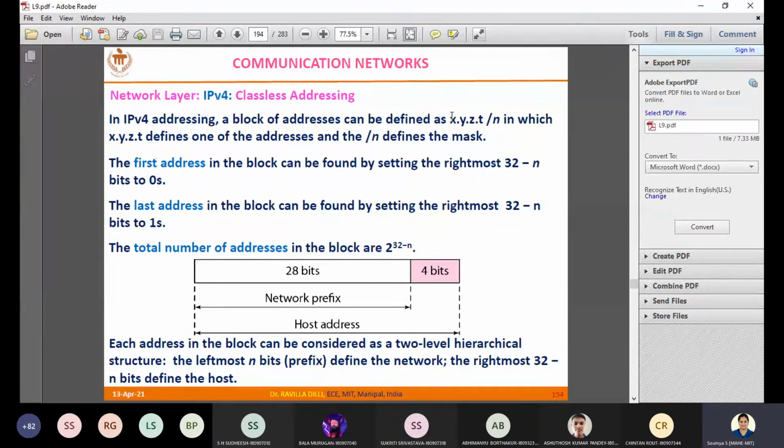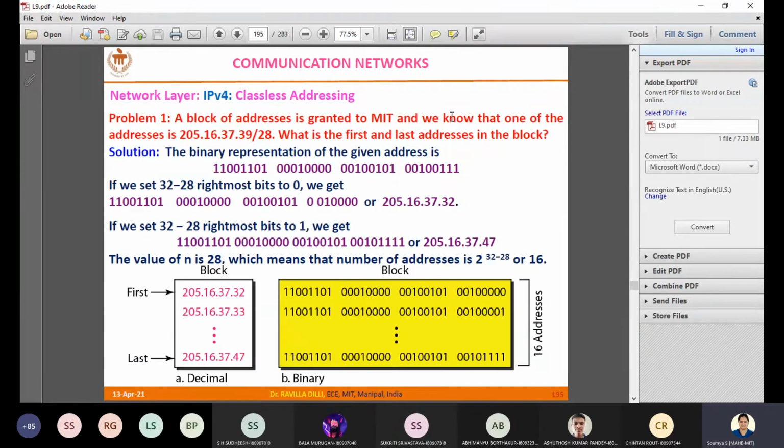Starting from the rightmost bits, 32 minus n bits, you will make them 0, and the last address can be found by making those 32 minus n bits ones. Logically enough, right? Then how do you find the total number of addresses in the block? It would be 2 to the power 32 minus n. Now just look at this example.